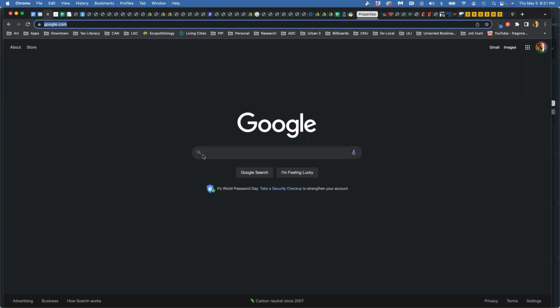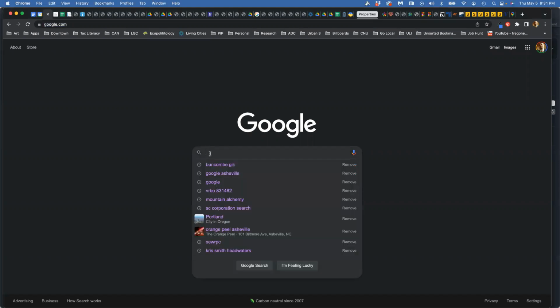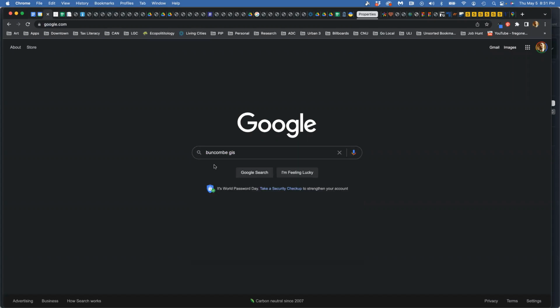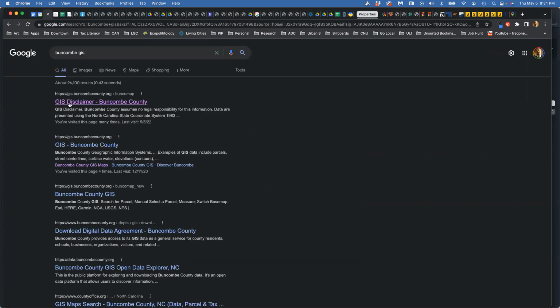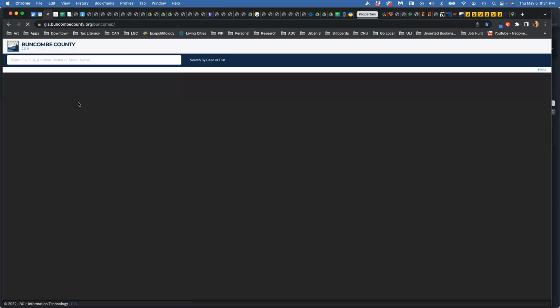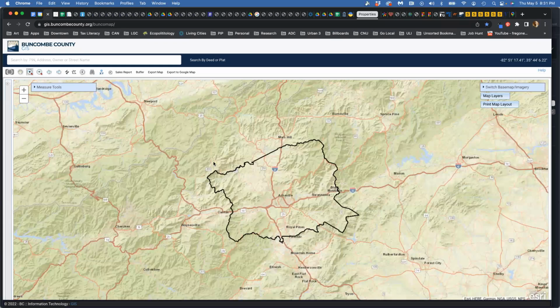So you can go to Google and just type in Buncombe GIS. GIS stands for Geographic Information System. You can go to that website and it takes you to a map of the county. This is a really cool software. Thank you, county and the county assessor's office for doing this.